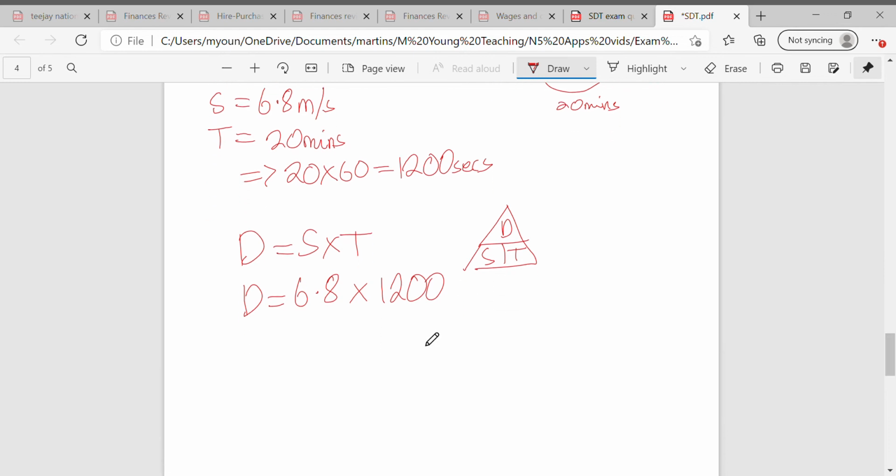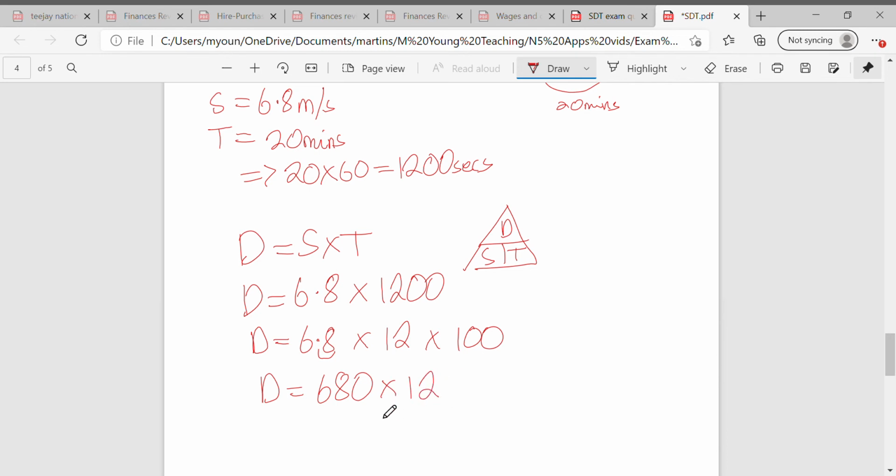Well, I'm going to times by, basically I've got 2 zeros here, so that's the same as doing 6.8 times 12 times 100. So I'm going to times by 100 and get 600. So move the decimal point one place, that would be 68. Move it again, 680 times 12.